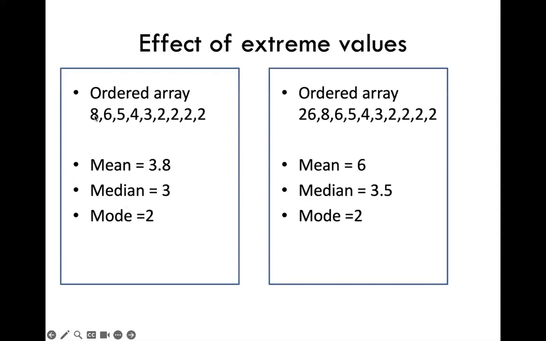Here's our first example where the highest was 8, and you'll see that the mean was 3.8. When we add this one extreme value, just one additional observation, you'll see now the mean jumps all the way up to 6, whereas the median doesn't change very much at all. It was 3 before, and now it's 3.5. Okay, it's the 50th percentile in between the 3 and the 4 here, and the mode doesn't change at all.